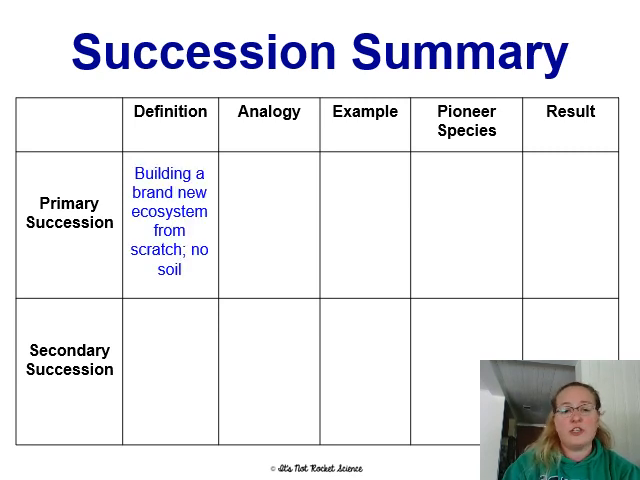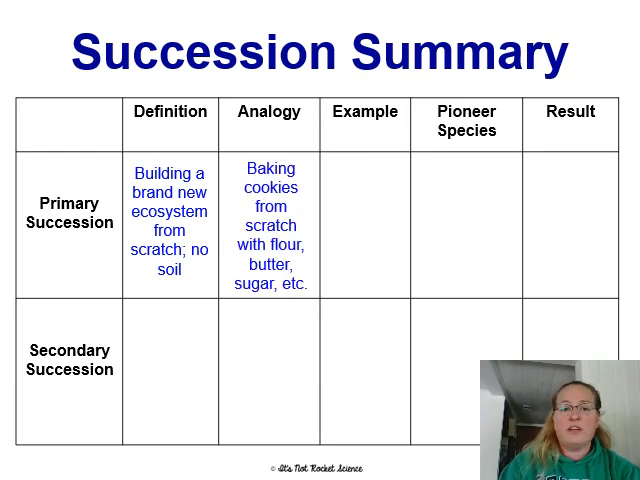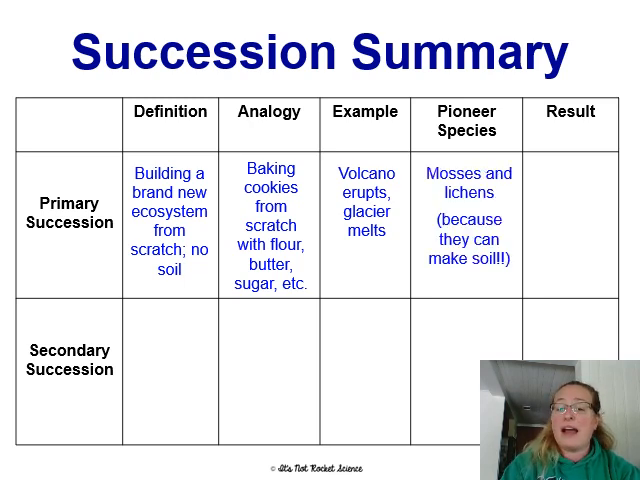Primary succession: building a brand new ecosystem from scratch without soil. What is the analogy we can use for that? It's like baking cookies from scratch with flour, butter, and sugar, completely from scratch. An example of primary succession is a volcano eruption or when a glacier melts. The pioneer species are mosses and lichens because they can make soil, and that's so important. They are among the only species that can actually break down rock into soil. And the result is a mature and stable climax community.